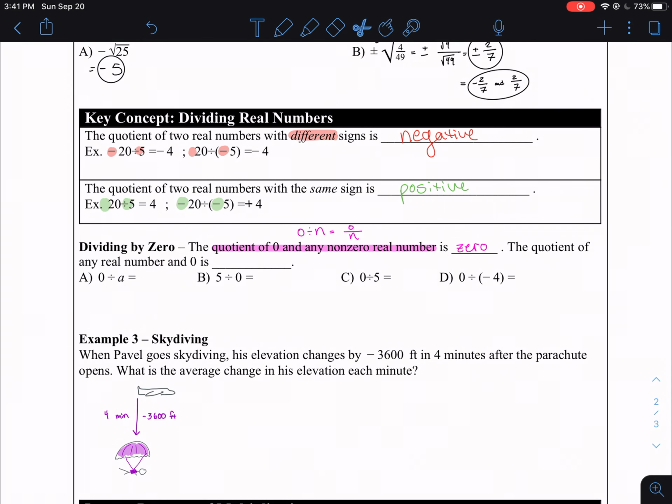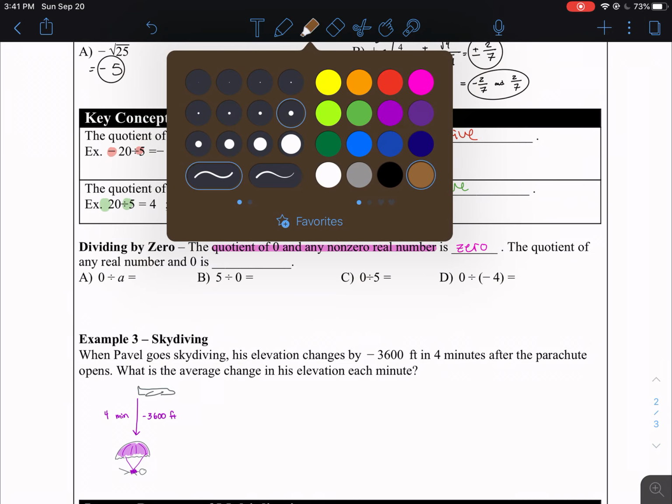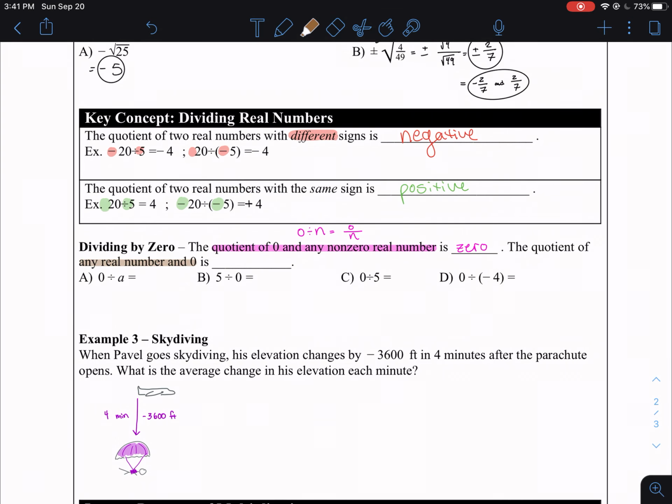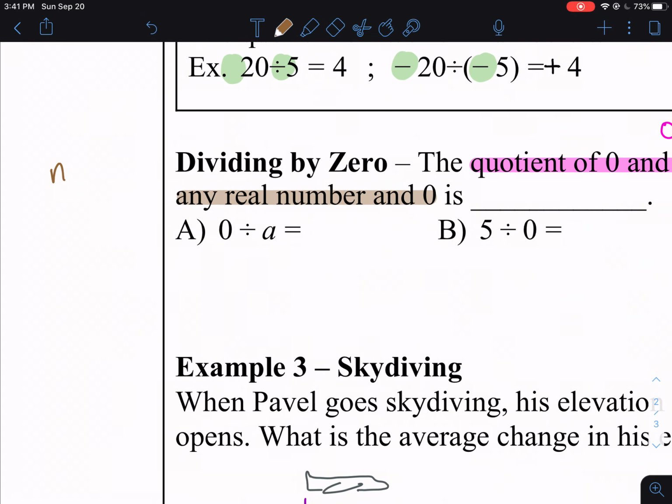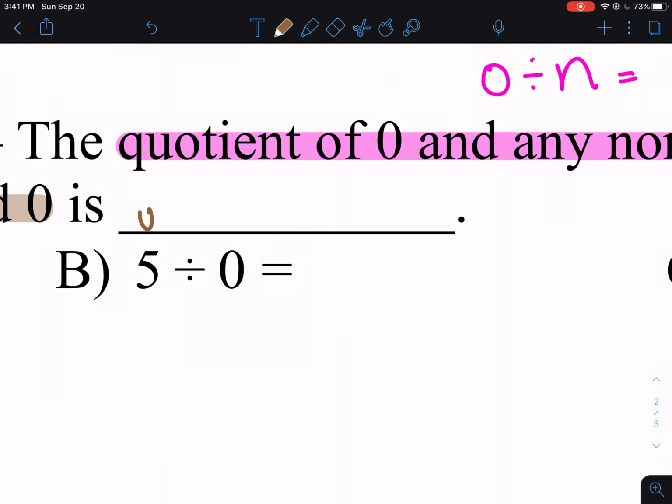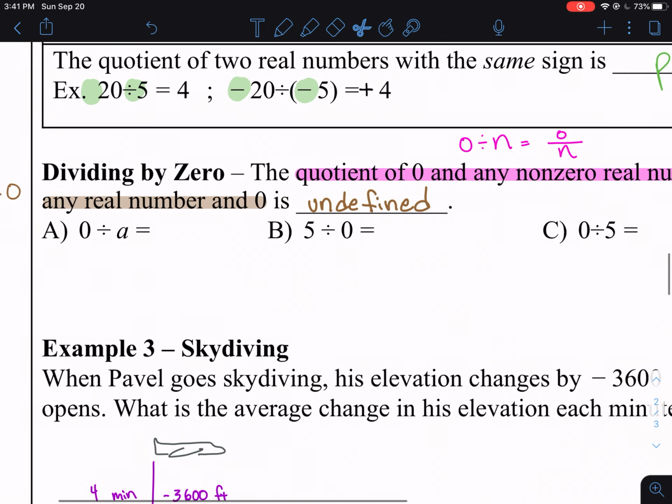However, the quotient of any real number and 0, we're going to flip it around: if you have n divided by 0, we don't like that. It doesn't work with our system. We don't have a definition for it. We say it is undefined. As you get into more complicated maths, there are more complicated answers, but for now it's undefined. We do not define it.